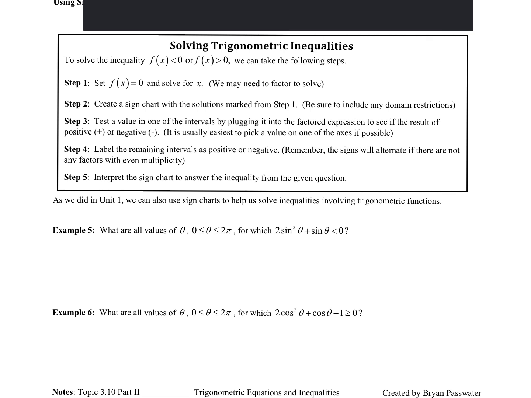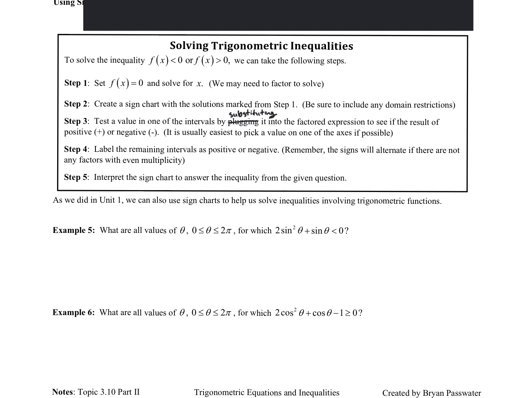Oh, no. Solving trigonometric inequalities. To solve the inequality, f of x is less than 0, where f of x is greater than 0, we can take the following steps. Step 1, set f of x equal to 0 and solve for x. We may need to factor to solve. Step 2, create a sign chart with the solutions marked from step 1. Be sure to include any domain restrictions.